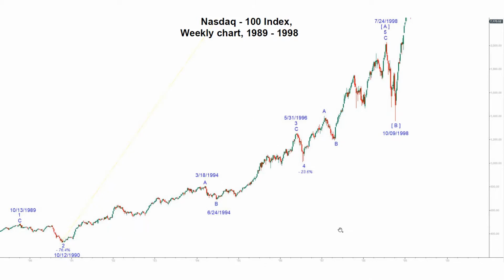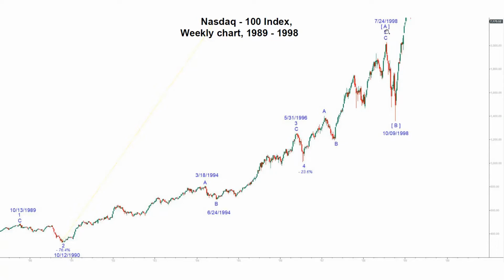Okay, so let's get more data. Now we have the data from 1989 to 1998, and this is our shallow wave 4. Off the bottom of shallow wave 4 we normally expect A, B, C up, where A would start somewhere close to the top of the preceding top in wave 3. Okay, so we topped in the first 5 waves up in July 1998.